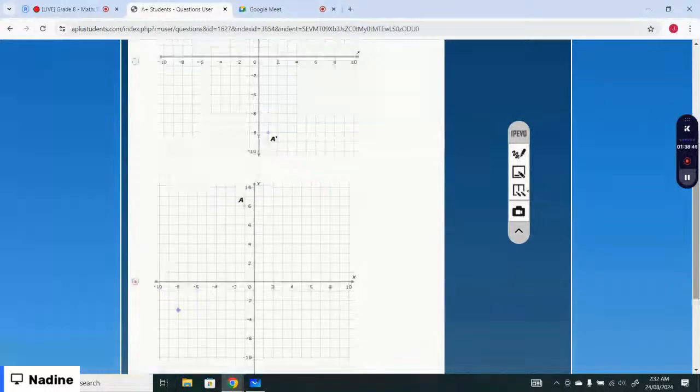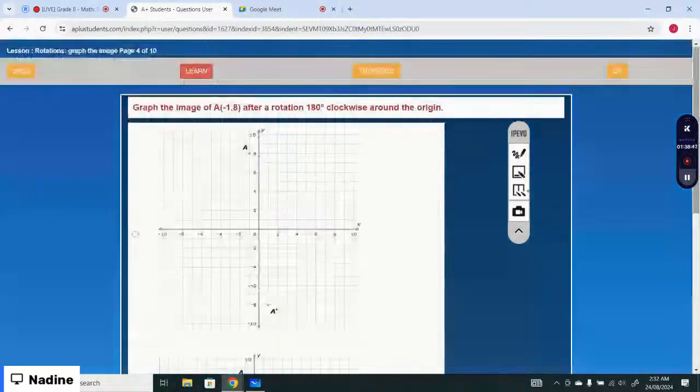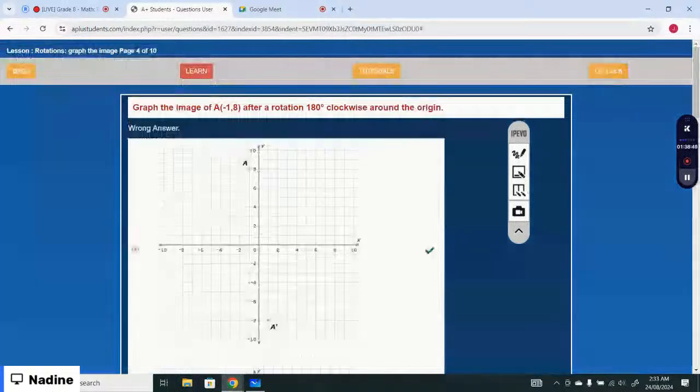Just select the correct option and then click on the OK button. Okay, you can complete the lesson by yourself later today. Let me just move on to the next lesson.